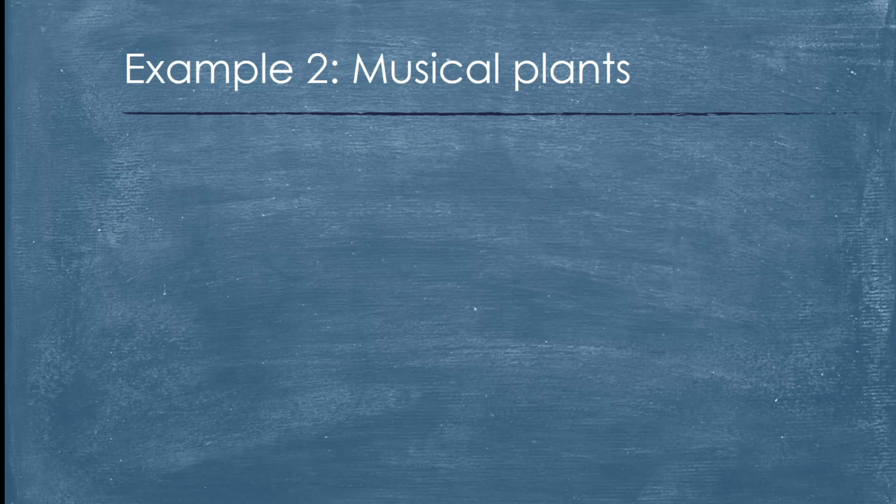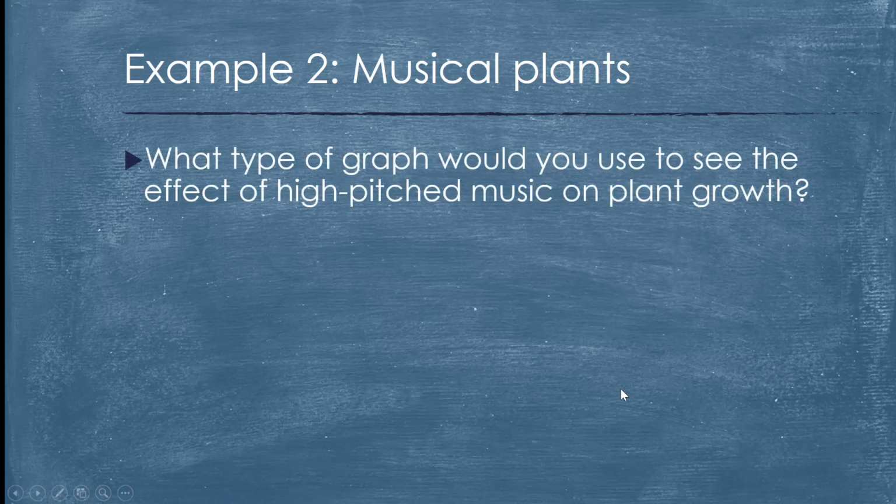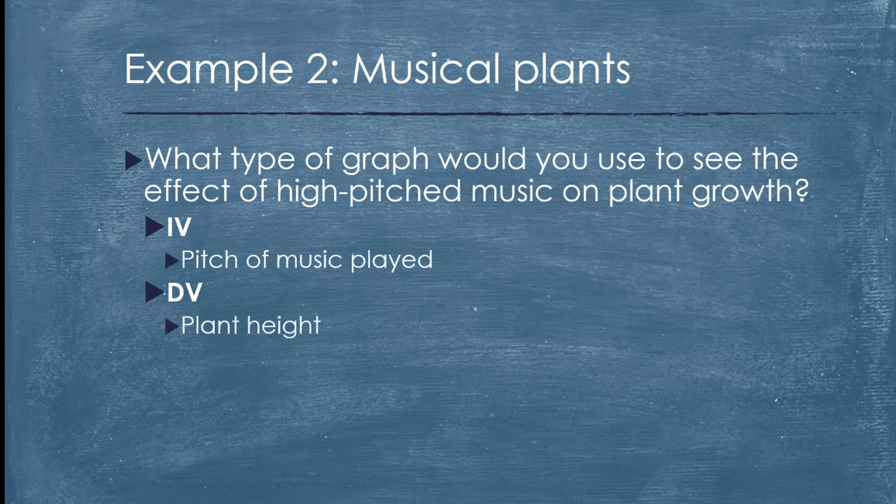Okay, example number 2, musical plants. So this is from the previous video. What type of graph would you use if you wanted to see the effect of high-pitched music on plant growth? Same question as before. What is the IV? What is the DV? Well, in this case, the independent variable is the pitch of music, and the dependent variable is the plant height. Is the IV discrete, or is it continuous?